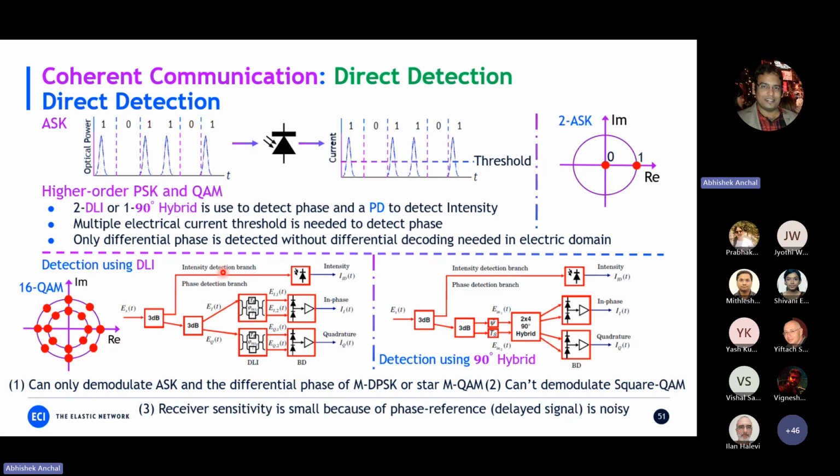Another problem we face in direct detection is the receiver sensitivity. Direct detection always requires a phase reference for interference in order to convert the phase to intensity information, and the phase reference is the signal which is delayed by a symbol duration. Since your signal is noisy, your delayed signal will also be noisy. So your phase reference is noisy, and because of that, the generated output will be extremely noisy. And if it's more noisy, it will be less sensitive. So it won't have high sensitivity. And this is one of the problems with direct detection.